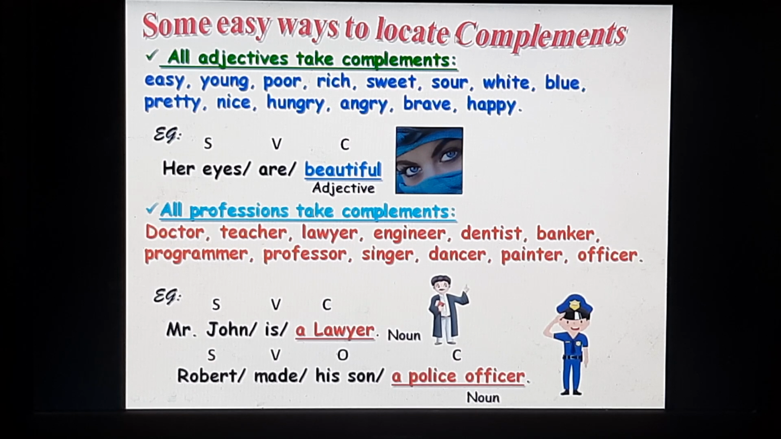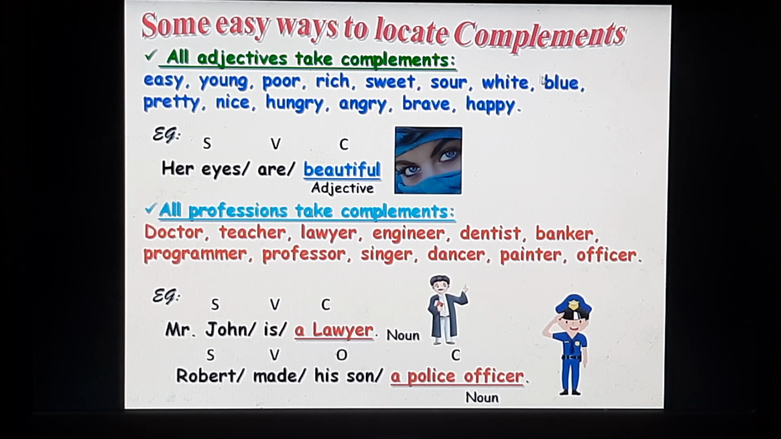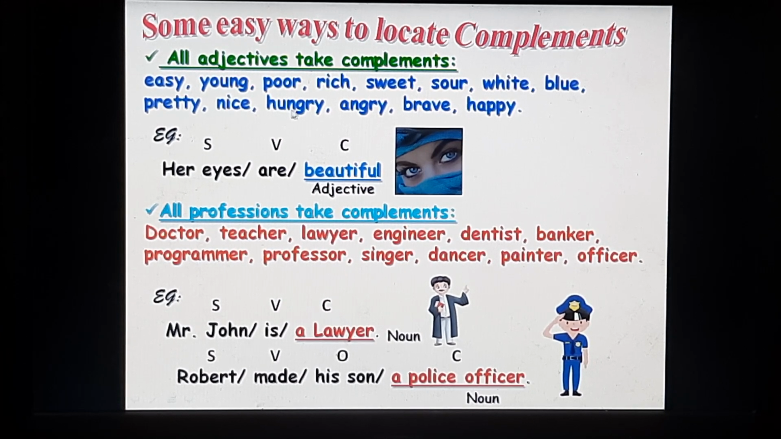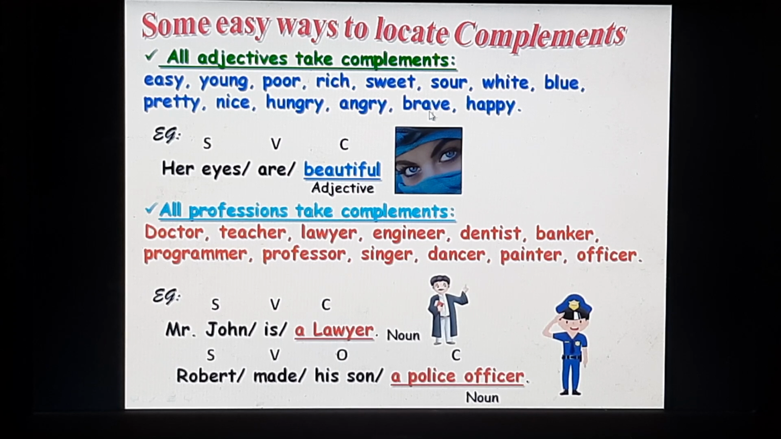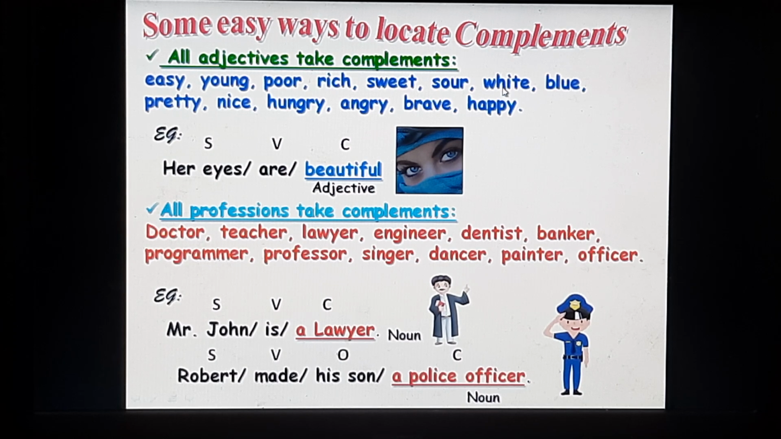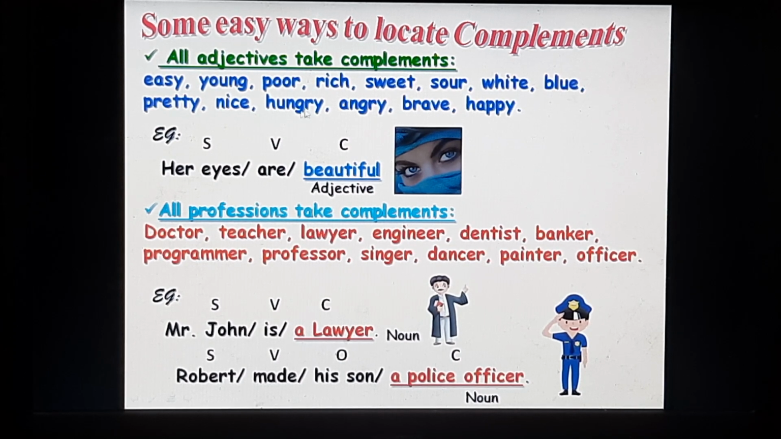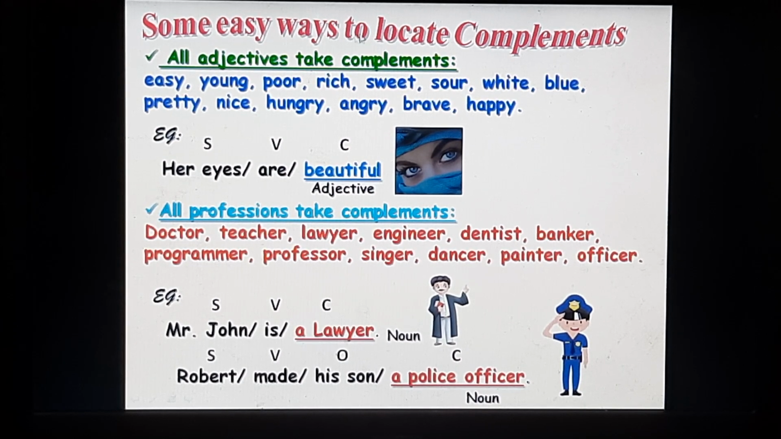Some easy ways to locate complements. All adjectives take complements, like easy, young, poor, rich, sweet, sour, white, blue, pretty, nice, hungry, angry, brave, happy. They're all adjectives of quality, adjectives of taste, adjectives of color, and adjectives of feeling. They all take complements. Example, her eyes are beautiful. Beautiful is an adjective, it's a complement.